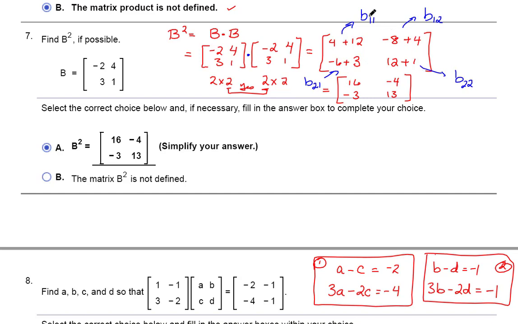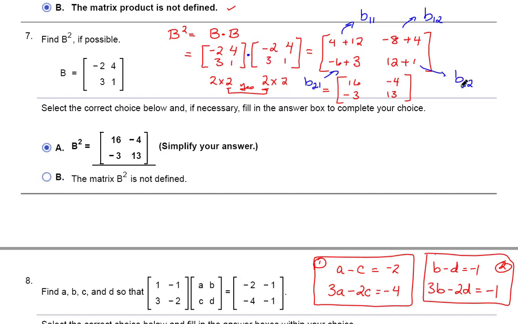So first row times the first column. Minus 2 times minus 2 is 4, plus 4 times 3 is 12. B12, first row, second column. Minus 2 times 4 is minus 8, plus 4 times 1 is 4. B21, second row, first column. 3 times minus 2 is minus 6. 1 times 3 is 3.